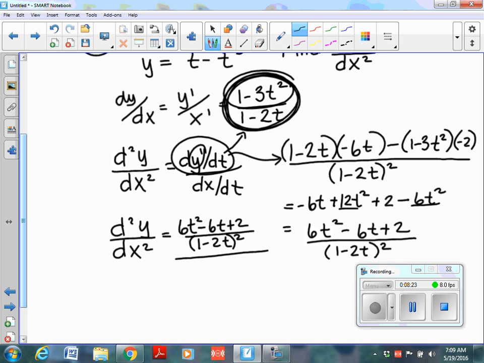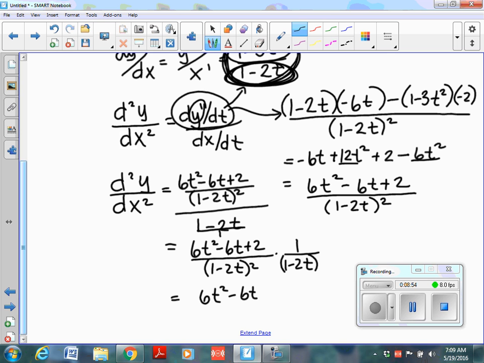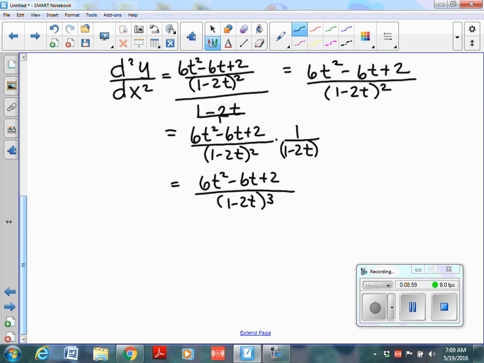Divided by, you just take the derivative that you already found, which is just this. So you don't even have to find the derivative of that. You just leave it as 1 minus 2t. Final answer, 6t squared minus 6t plus 2 all over 1 minus 2t squared. This is like 1, so I can flip this. So really the final answer is 6t squared minus 6t plus 2 all over 1 minus 2t cubed. Final answer.